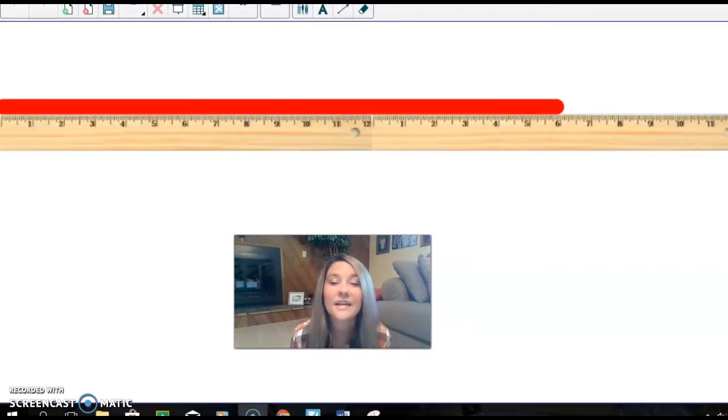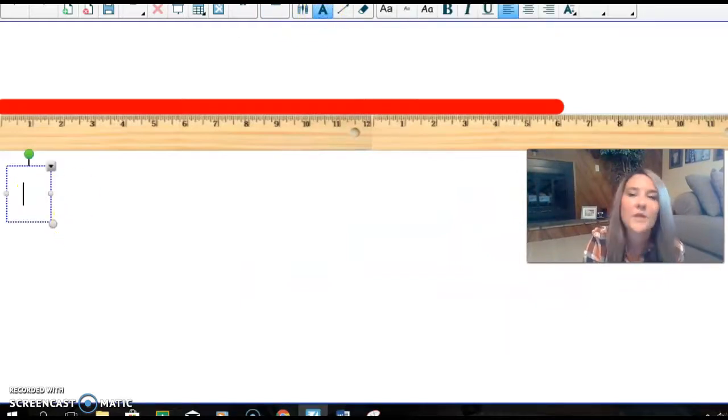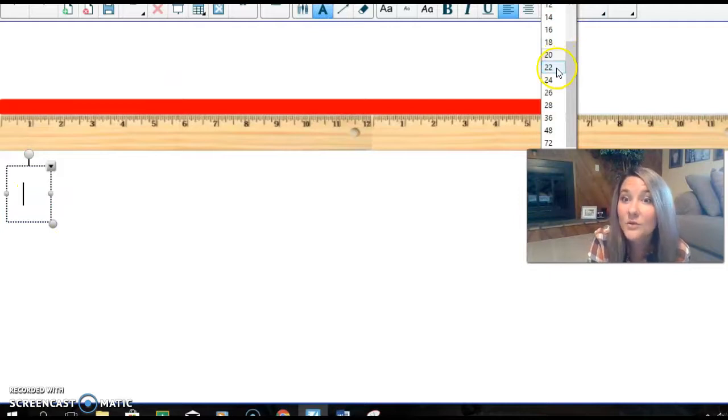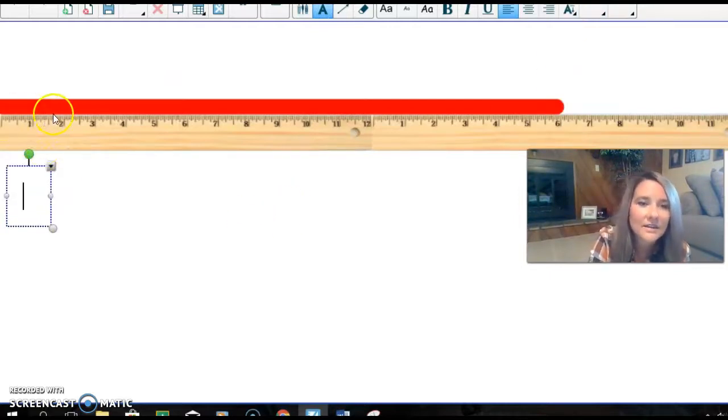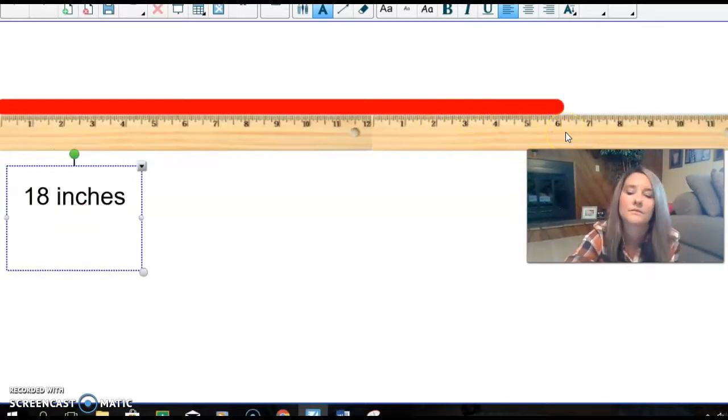I bet you're thinking different answers, and I bet they are all correct. So let's talk about different ways I can write how far I jumped. One way you can record how I jumped is I jumped 12 inches plus 6 more inches. And 12 plus 6 is 13, 14, 15, 16, 17, 18. So I jumped 18 inches.